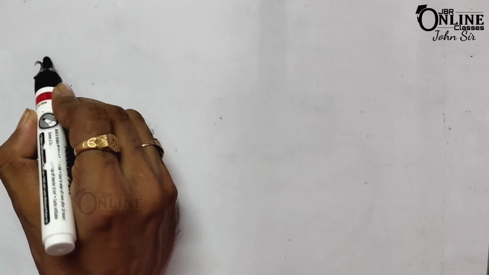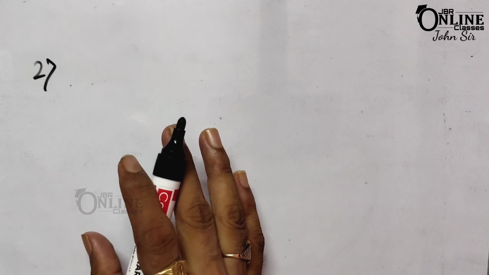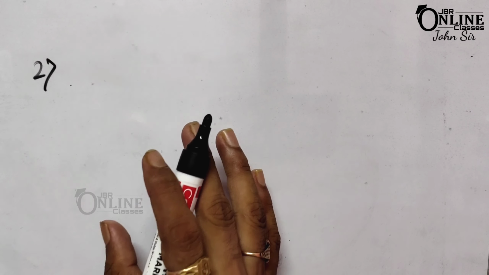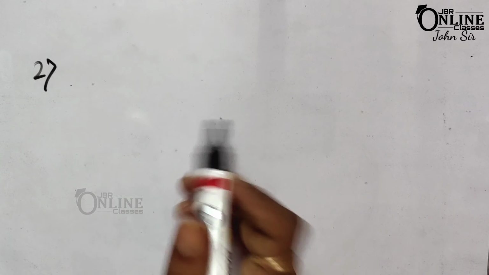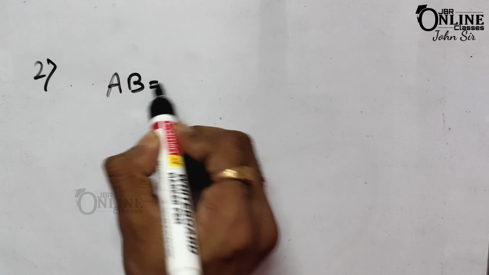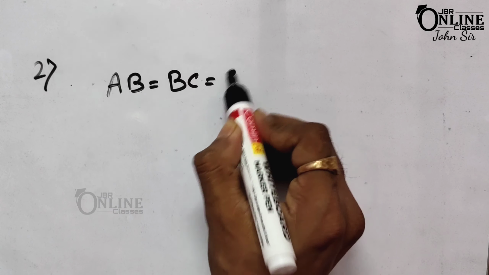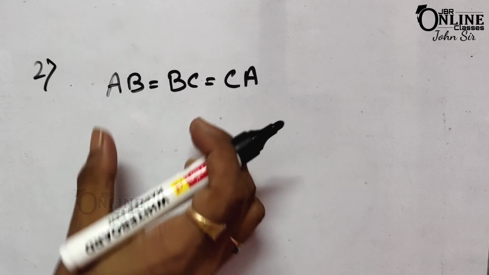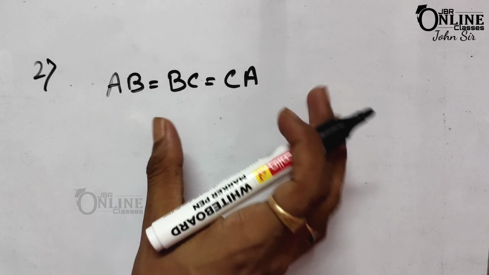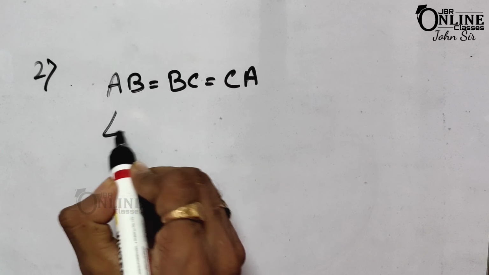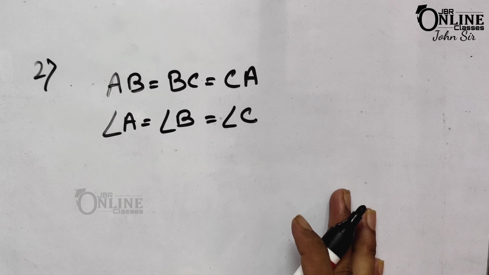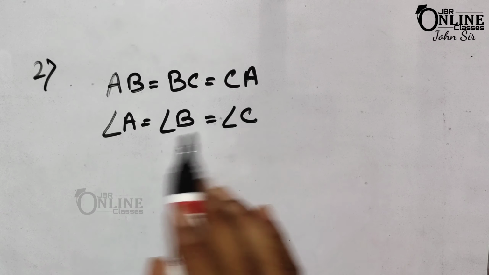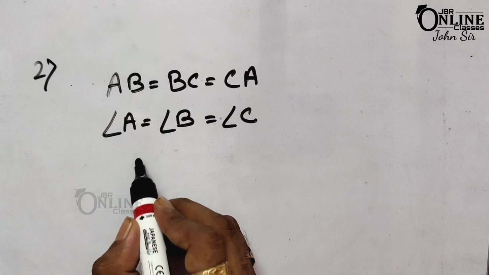Now next, sum number 2. Show that the angles of an equilateral triangle are 60 degrees each. Okay, so equilateral triangle means AB equals BC equals CA. Now if three sides are equal, then definitely three angles will also be equal.